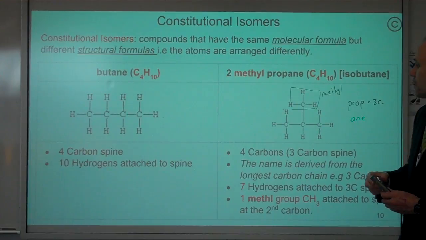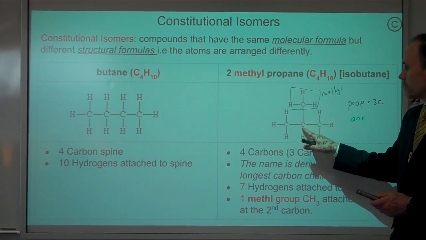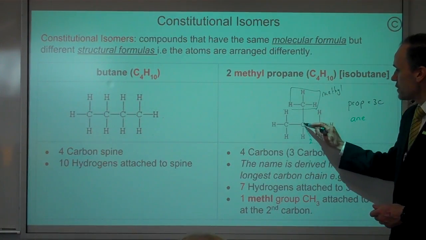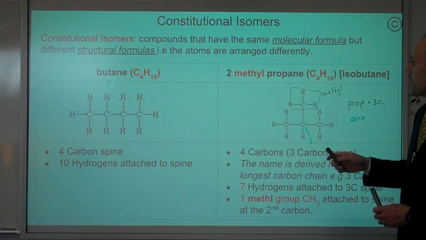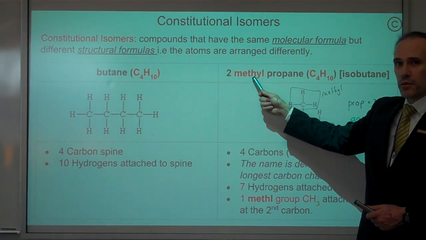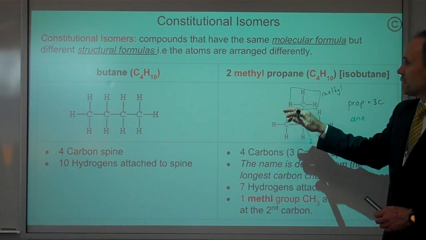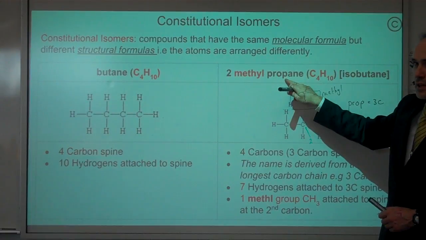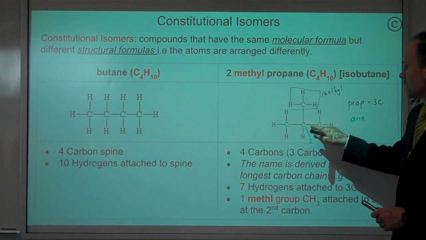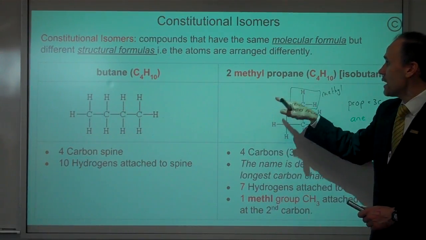And finally, what carbon is the methyl group on? What position is that? That's the second carbon. 1, 2. So, what the name means, on the second carbon of propane, there's a methyl group. Got it? So this is the prop, means 3 carbon, ane means single bonds, 3 carbon with single bonds, and there's a methyl group, CH3, on the second carbon of propane.